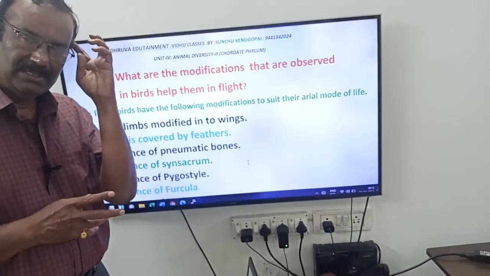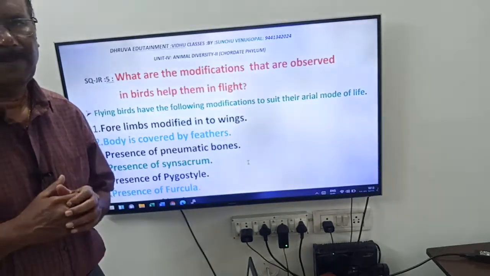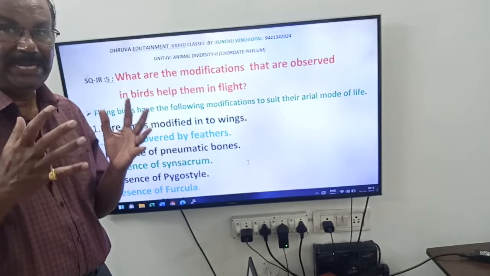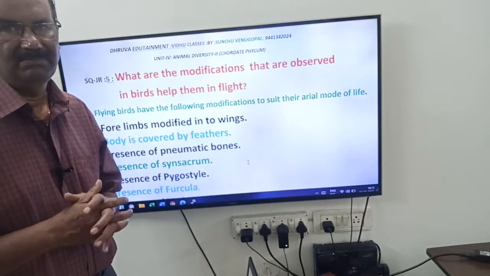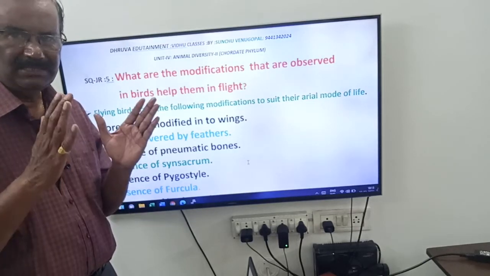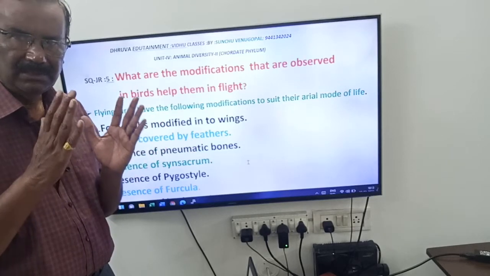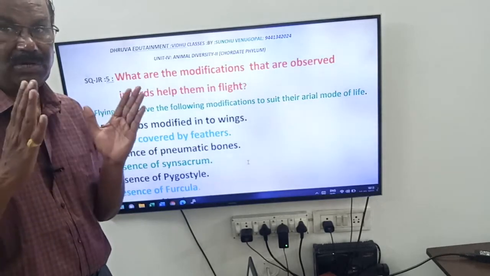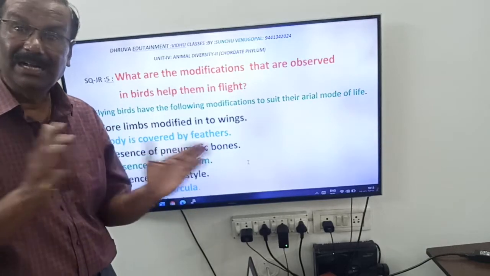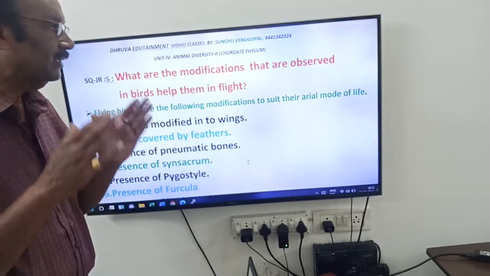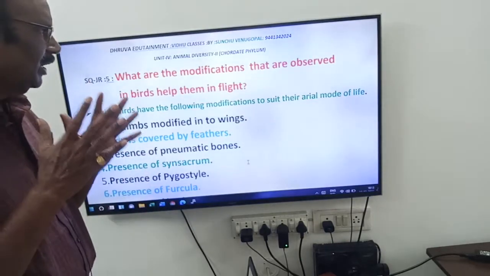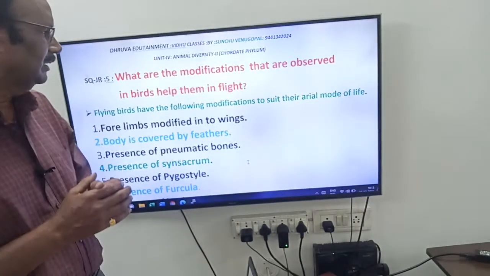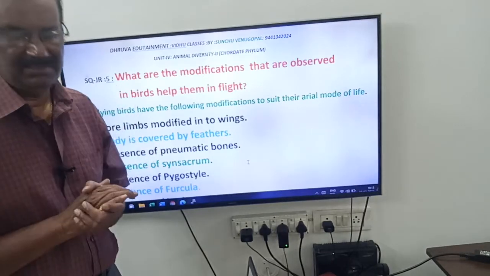You know, friends, birds are vertebrates. They are the flying vertebrates. They can fly. So for that they have some special modifications, friends, which are not present in other vertebrates. Here you have to write what are the modifications that are observed in birds that help them in flight.